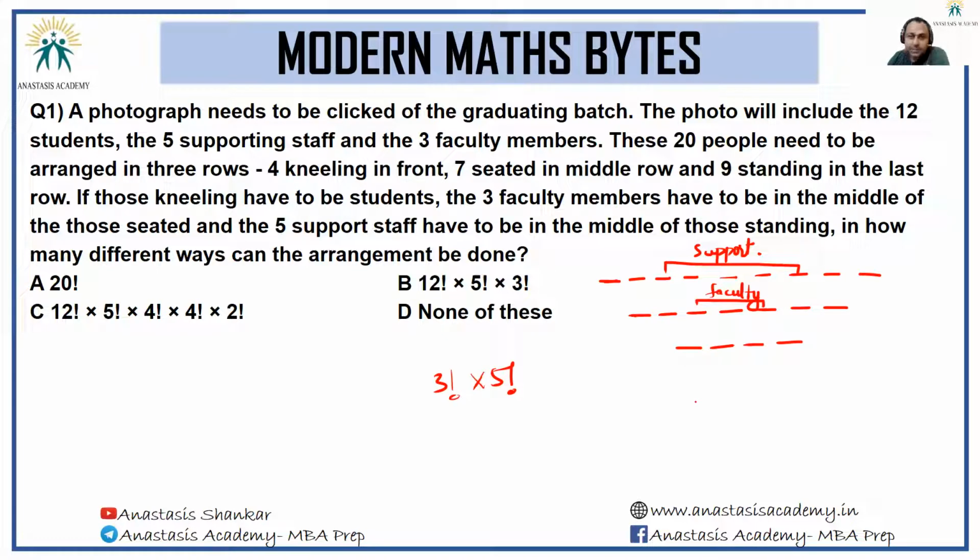And the remaining 12 spots that are available are for 12 kids. They can rearrange themselves. So that can happen in 12 factorial ways. So you don't need to select anything. You don't need to divide by anything. This is the only expression you need. Answer has to be option B.